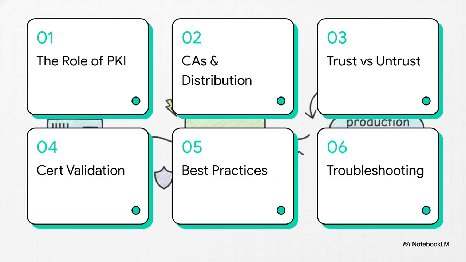To keep us on track, here's our roadmap. We'll hit the role of PKI, CAs and secure distribution, forward trust versus untrust, certificate validation, decryption best practices, and wrap up with troubleshooting and diagnostics. For all you IT pros watching, rest assured, this visual analysis right here is your exact roadmap to production-ready decryption in the next 10 minutes.